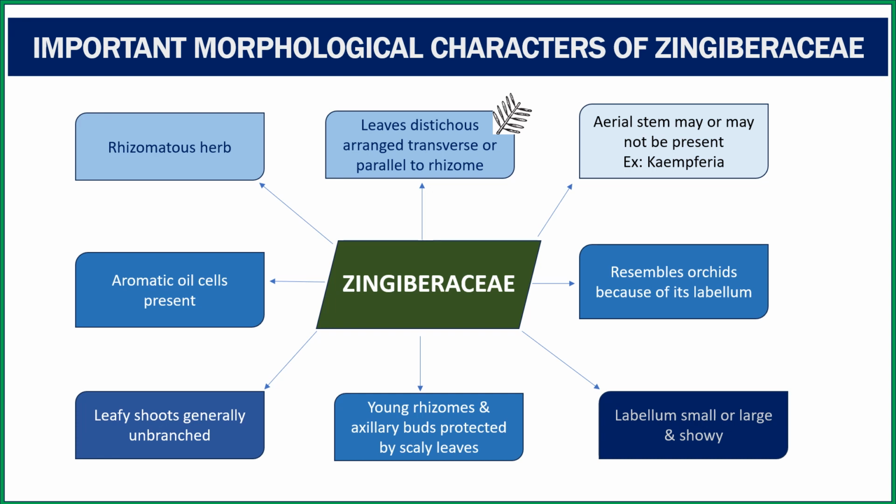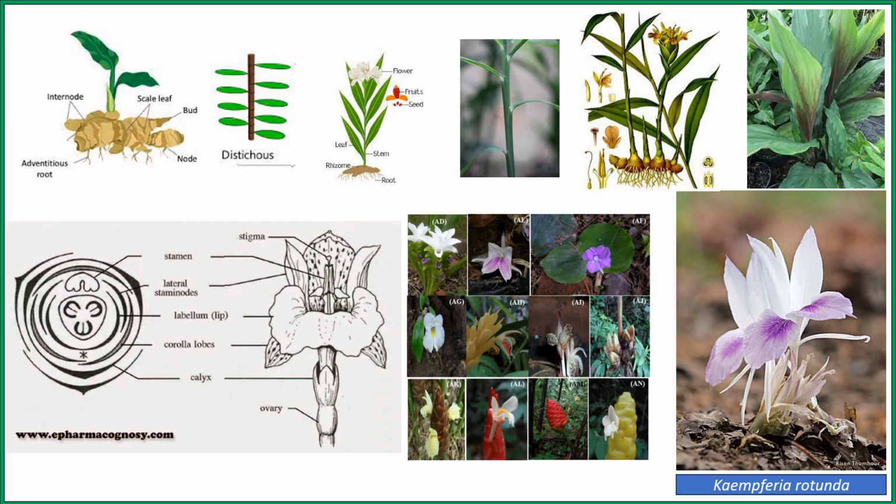And one very important character of this family is the labellum. The labellum can be small or large, but it is showy in nature. Because of the labellum, they resemble the family Orchidaceae. So these are some of the important morphological characters.